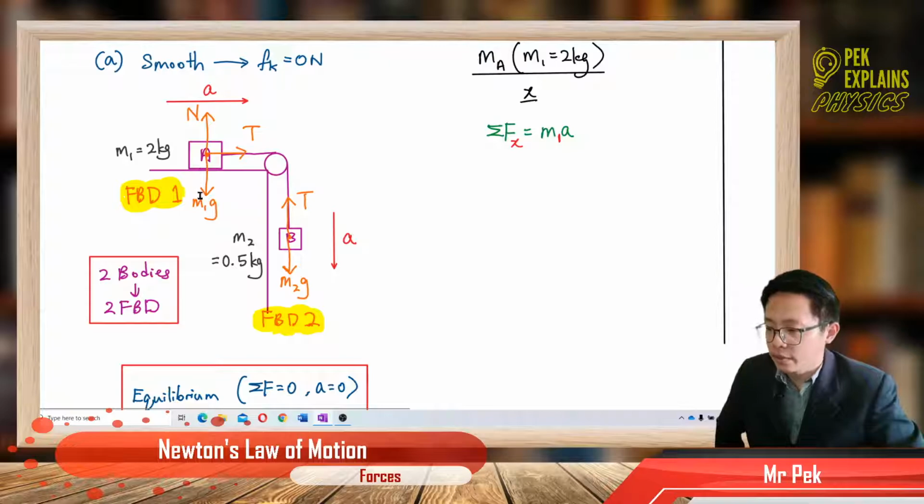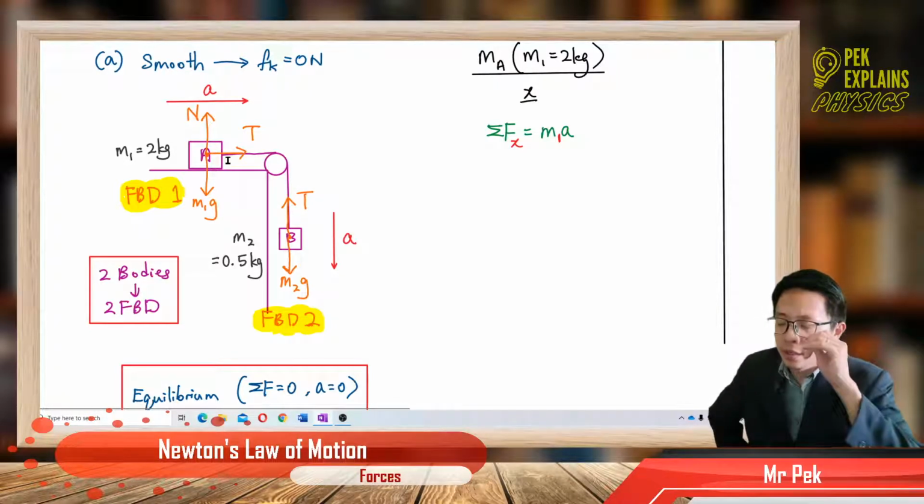Okay, A has the m1g and has the normal force going up, perpendicular to surface, and A is being pulled by B. So A feels the tension in the string. Feels the tension to the right. It's being pulled. Pull to the right. So tension to the right.